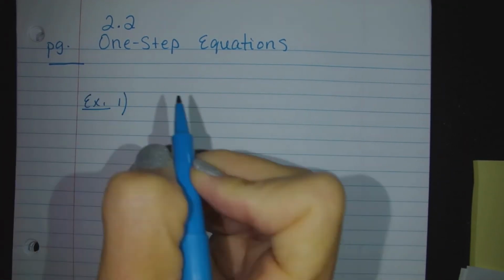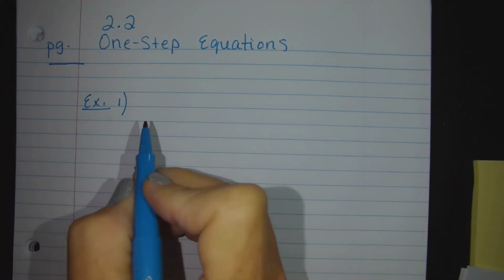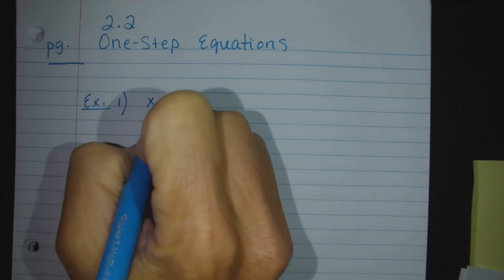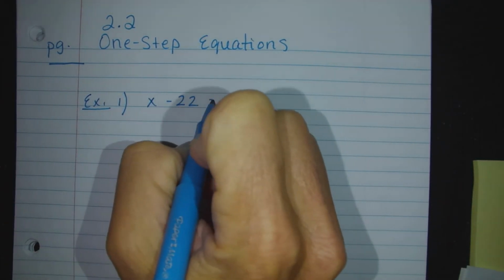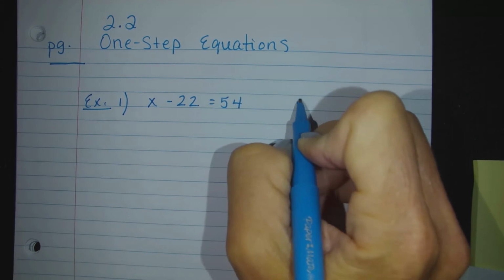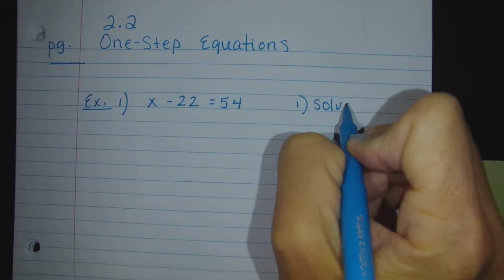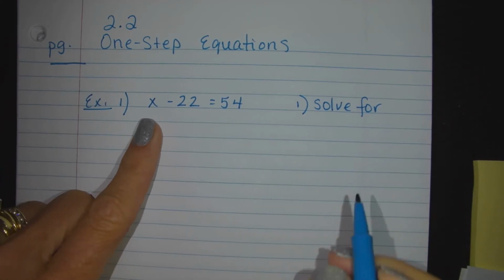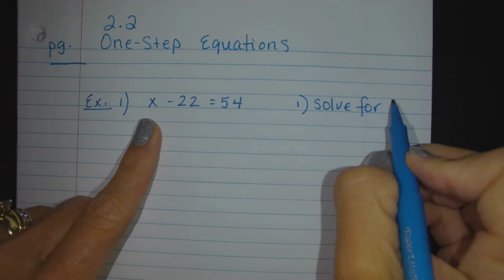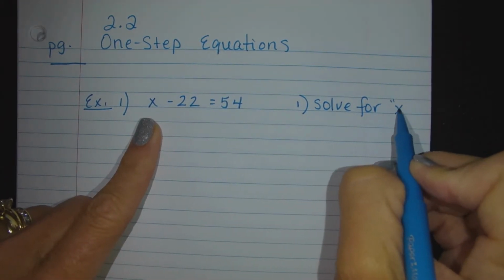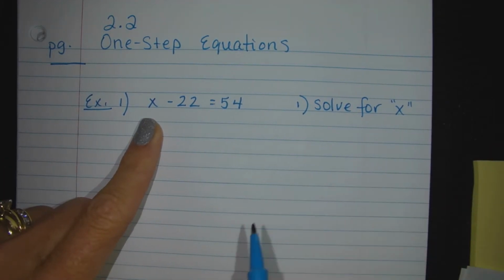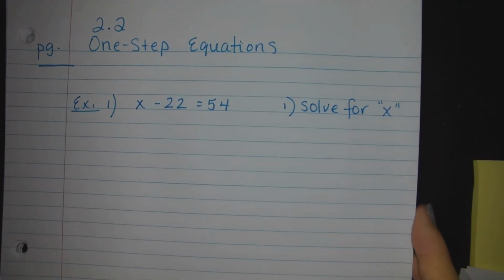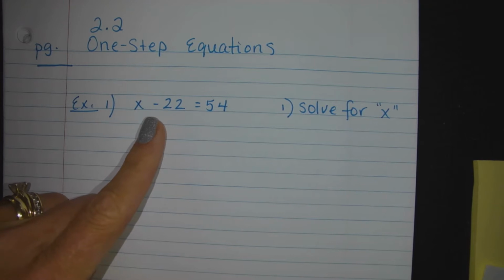Okay, I'll look at number 1. X minus 22 equals 54. We want to solve for what variable? What are we solving for? Anybody? Did somebody say it? Yeah. What'd you say? X. It's right there in front of you guys. Okay. So in order to do that, you need to look at what you're being asked.